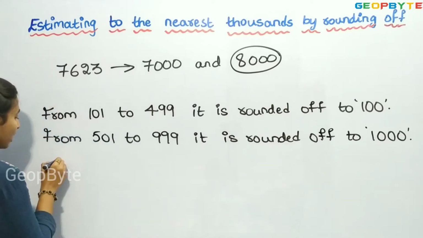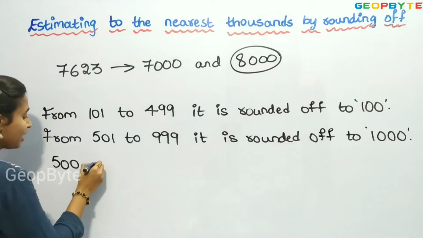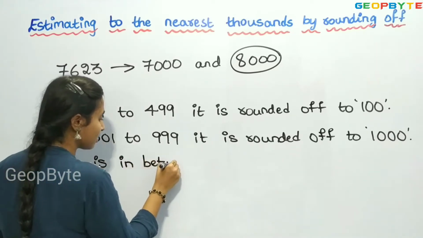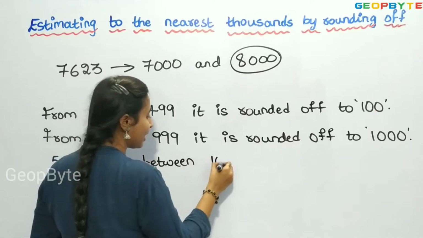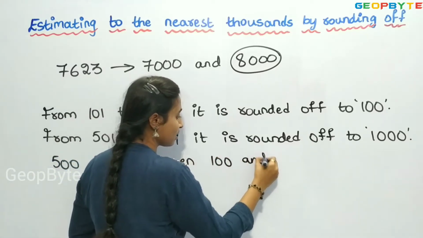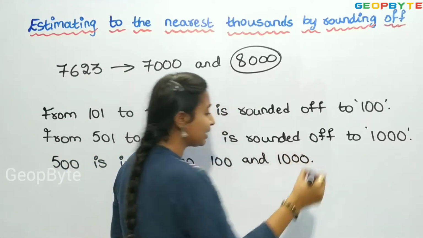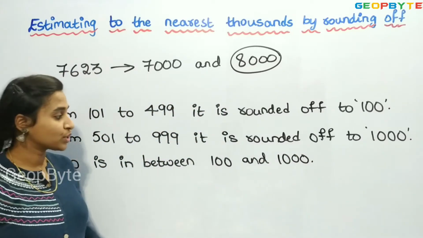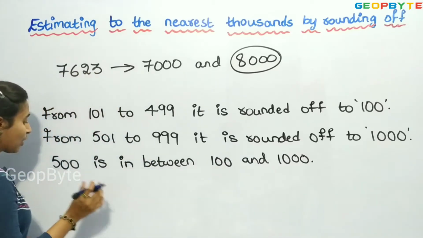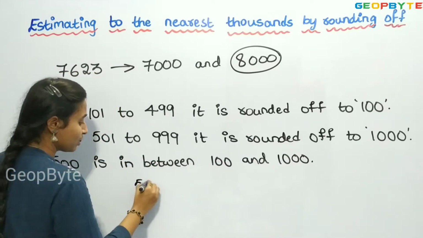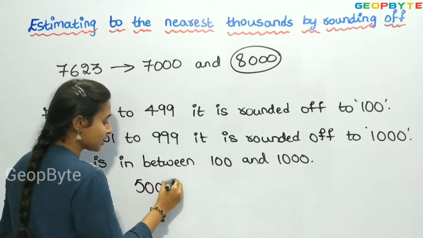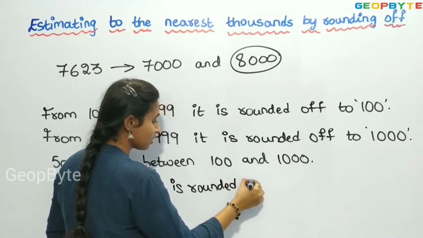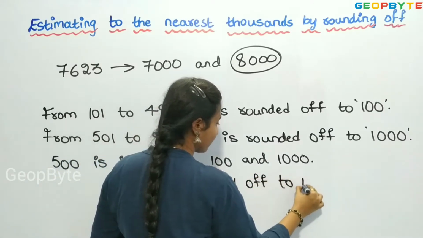Now 500 is left. 500 is in between 100 and 1000. But in common practice, we will consider the greater number. So 1000 will be the rounded off number for 500. So 500 is rounded off to 1000.